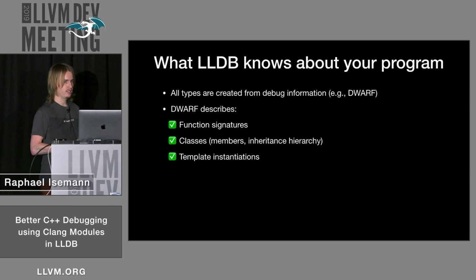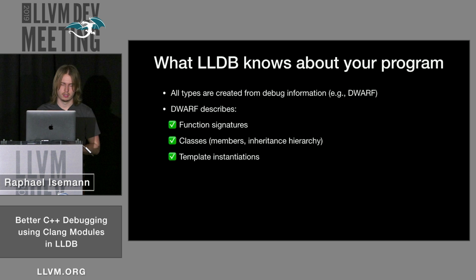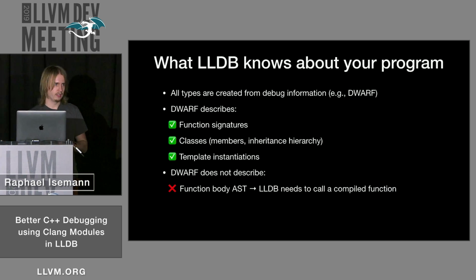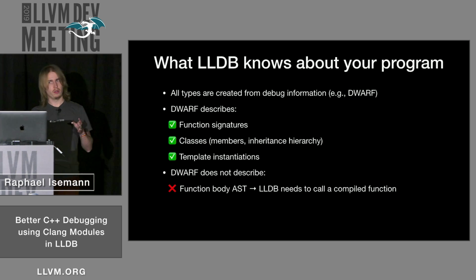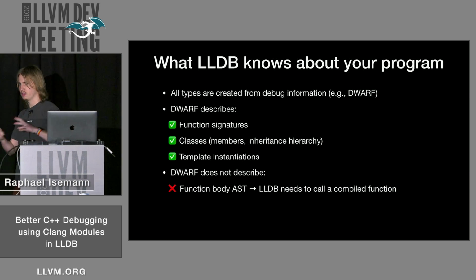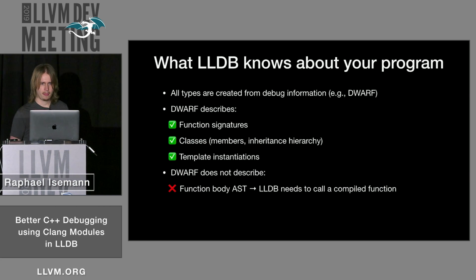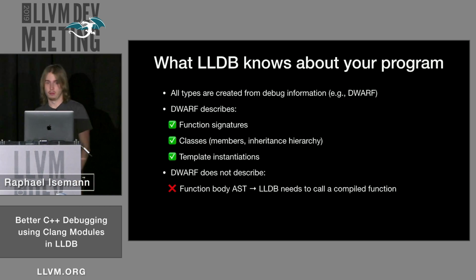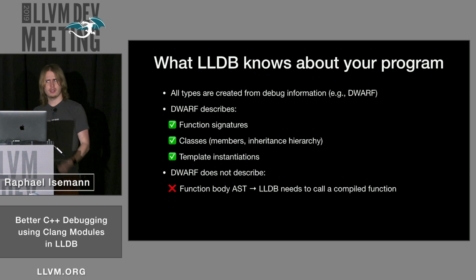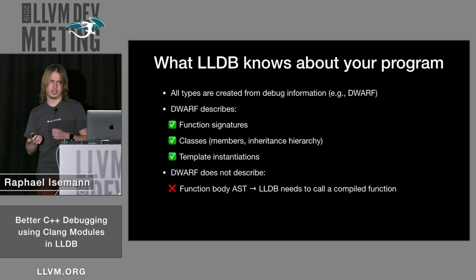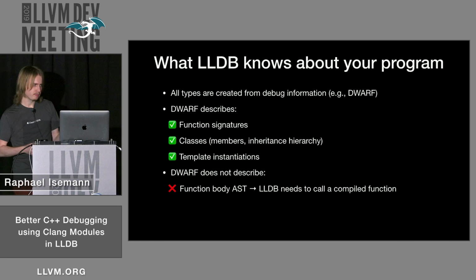But there are a few things that DWARF doesn't describe. One thing is function body AST. So if you have a function, DWARF describes that there is a function, but it doesn't describe the AST, which is essentially the function body. This has some implications, and the biggest one is that if LLDB wants to call a function from the expression evaluator, it needs to have the function in a compiled form in the target.